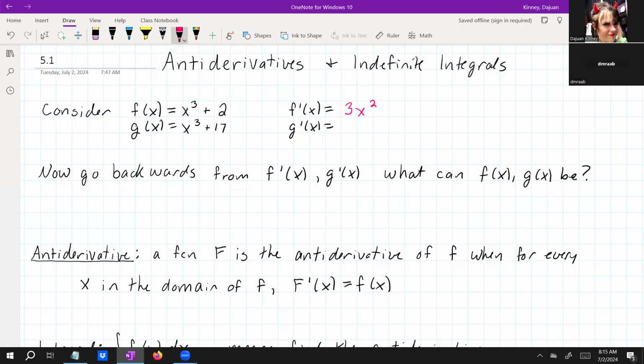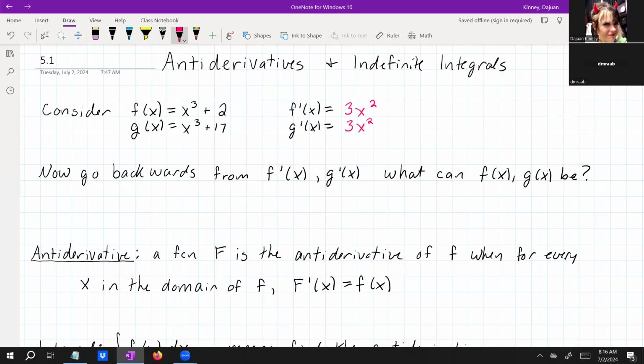Find the derivative of g of x. Same idea to start, bring the 3 in front, x squared, and then the derivative of the constant is 0. You'll notice that for f prime and g prime, they're the same function, but their original functions were not the same. So when we take an antiderivative in this section, and later on we'll tweak it to some cases where we don't, we always have to consider that there could have been a constant that we don't know anything about.